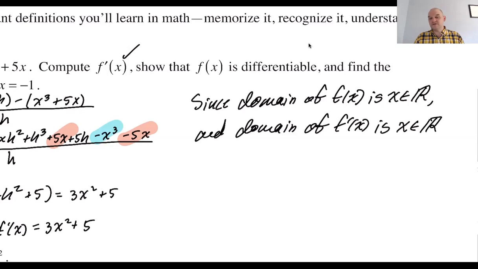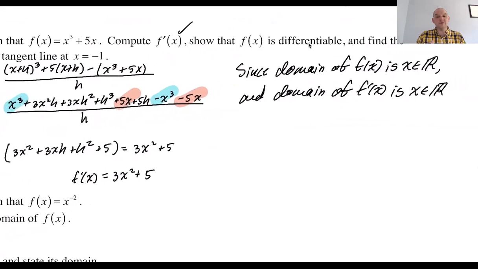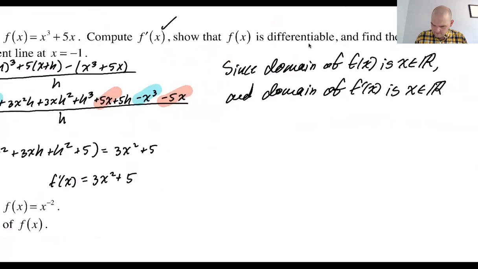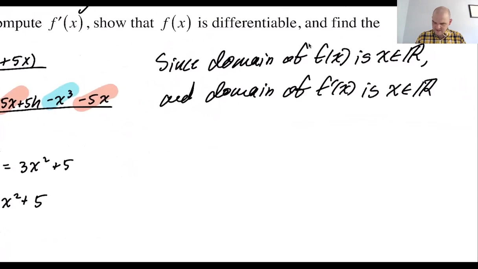Okay, so how do I know that the domain of f prime is all reals? Well, f prime is also a polynomial. Fun fact, polynomials have derivatives that are polynomials. They're derivatives until eventually you'll get to 0, and then it's like, is 0 a polynomial? I don't want it to be. So since the domain of this and the domain of that is all reals, f of x is differentiable.